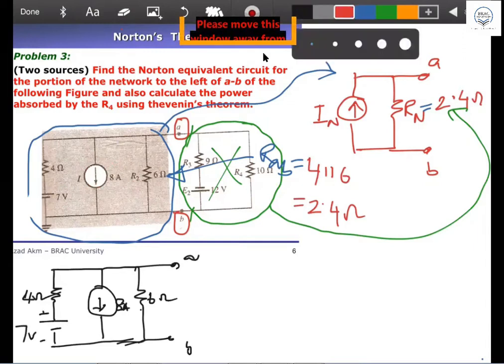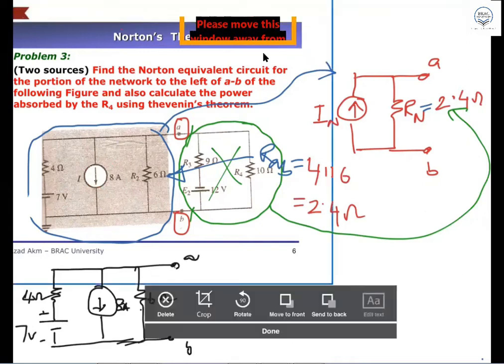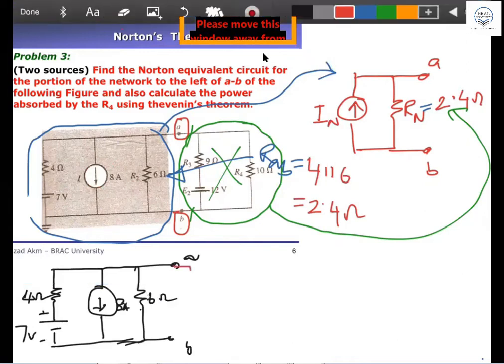And what we go for in I Norton means short circuit. That A and B will be short circuited, and you have to find the I short circuit current. That's what you have to draw in the exam. Do you understand it? Yes, sir. Okay, if you understand, then your next job is to find the I short circuit. Can you do it?